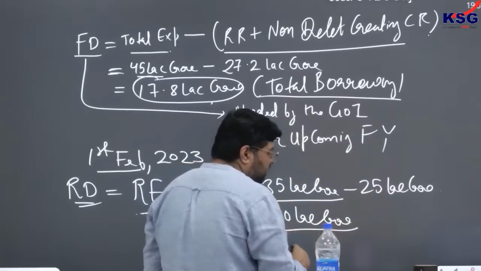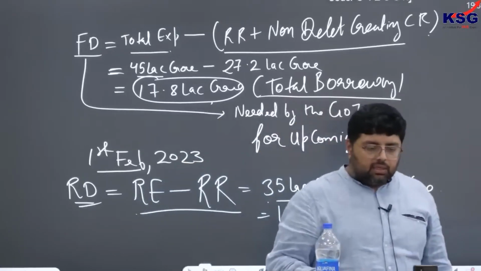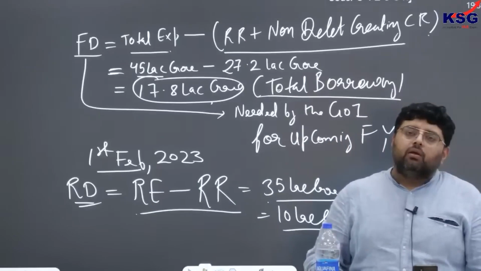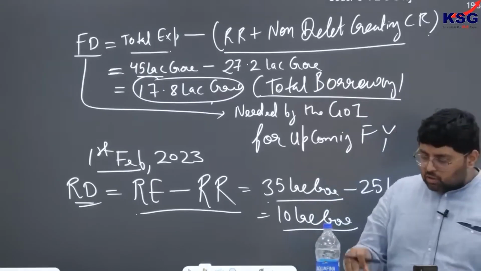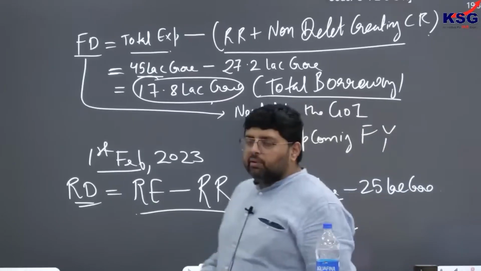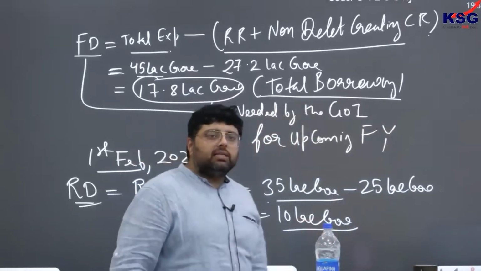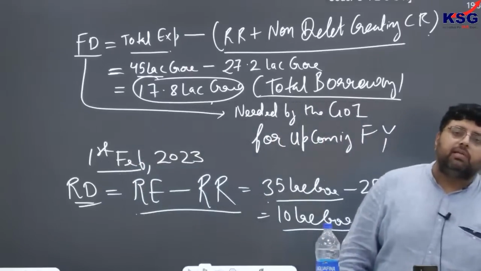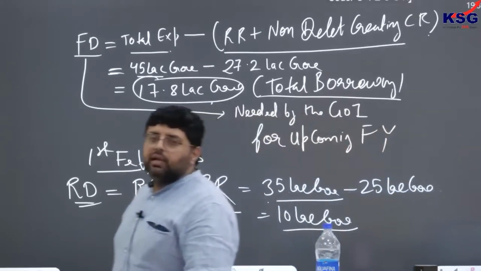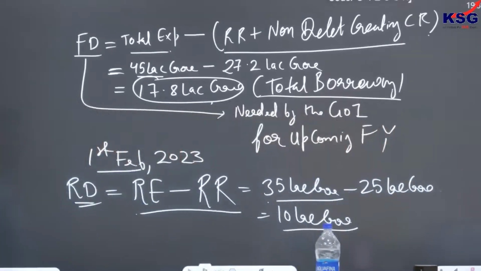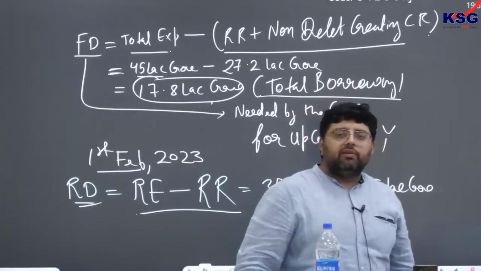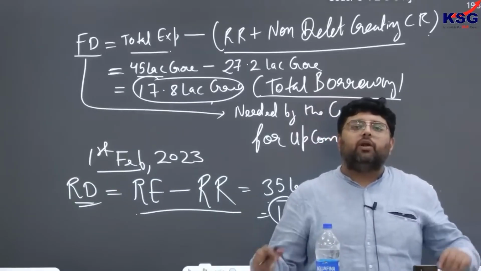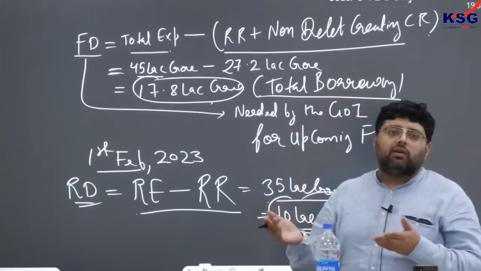So it means that for my revenue expenditure also I have to take a borrowing. So ultimately, how much borrowing is needed? That is 10 lakh crores. Can I say that out of 17.8 lakh crores, 10 lakh crores will be given to revenue expenditure, and I am now left with 7.8 lakh crores which will be utilized for capital expenditure.